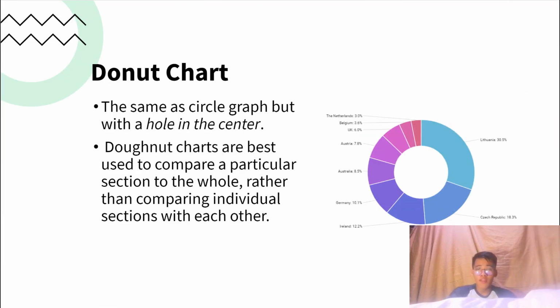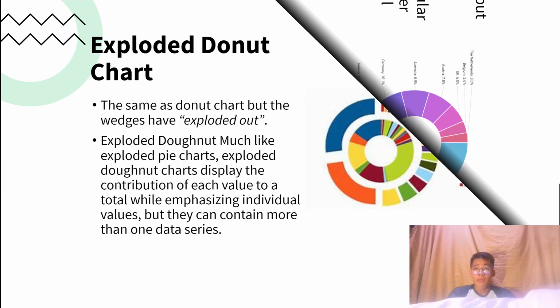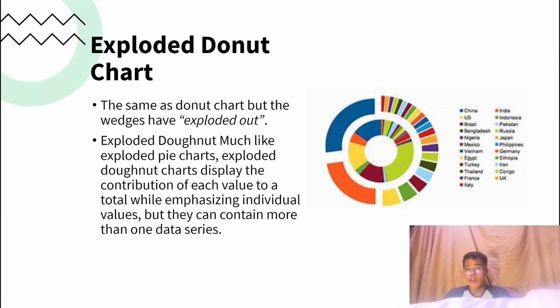And then the fourth one is a donut chart. A donut chart is the same as the circle graph, but it has a hole in the middle, and it also represents some parts of the data or an important situation or statistic. And then the last one is an exploded donut chart. An exploded donut chart is like the exploded circle graph, but the difference is there's a hole in the middle, and the wedges are exploded out, and the wedges represent some important parts of the data.